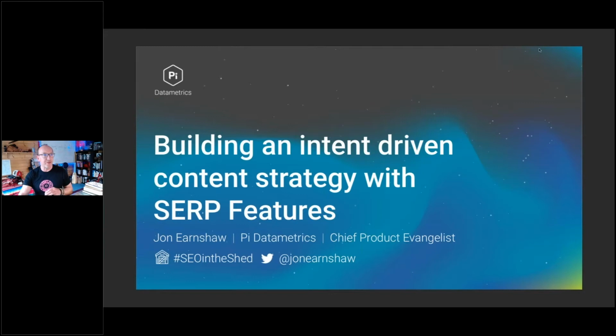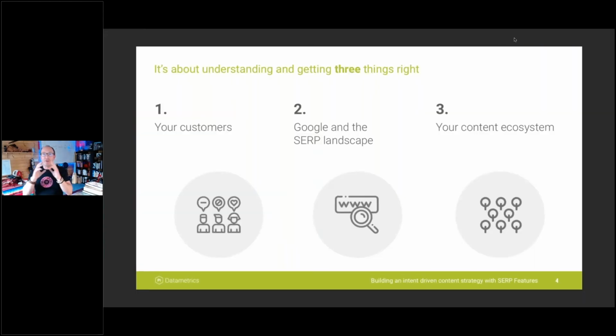I'll tell you what this entails when I've got about 5 screens around here. What does this entail? Well, it's really about understanding and getting 3 things right. Those 3 things that you can see there. It's about understanding your customer. It's about really getting a good understanding of Google and the SERP landscape. And then it's being able to create the sort of content that we know our customers want.